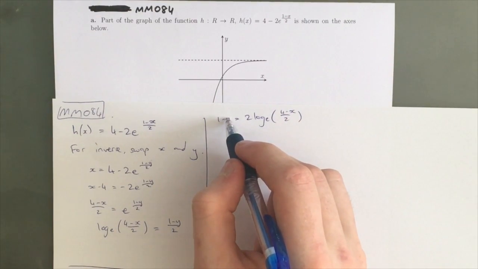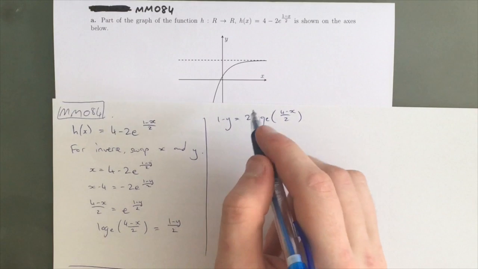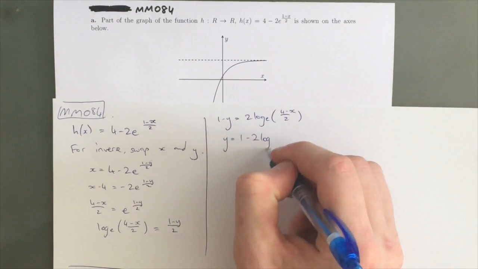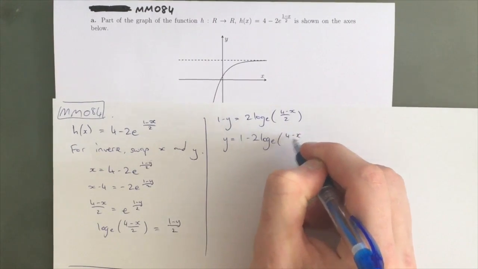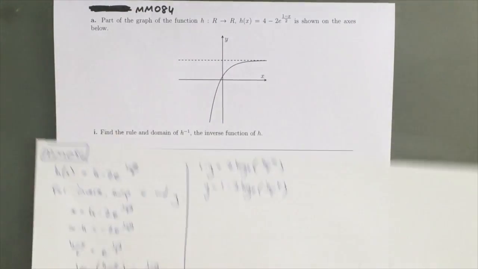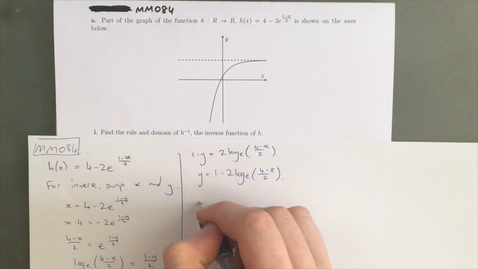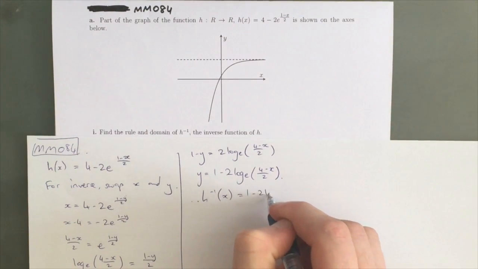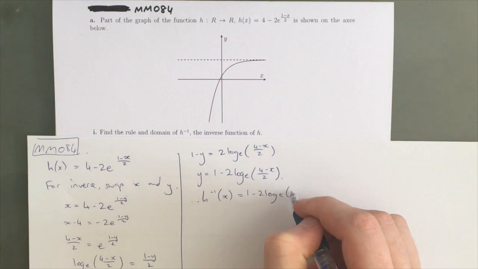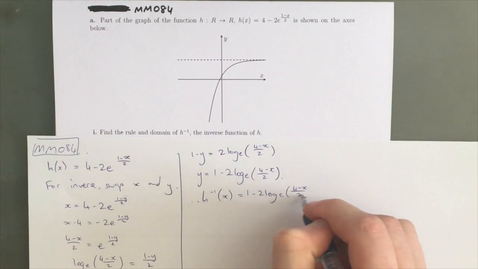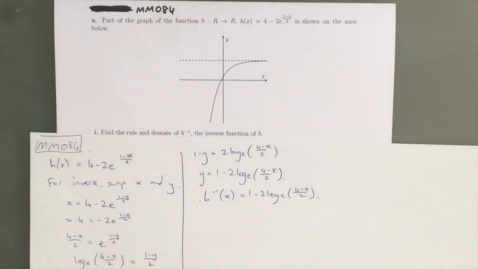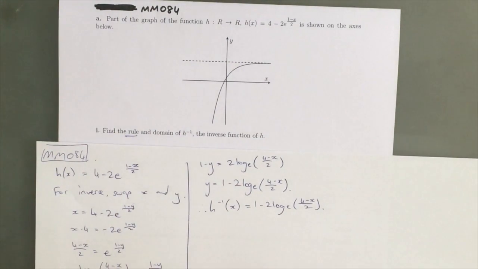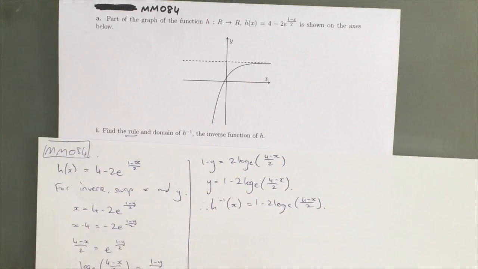and then adding y to this side and taking the log from that side, we get y equals 1 minus 2 log e of 4 take x over 2, which means that the inverse of h is equal to 1 take 2 log e of 4 take x over 2. And so this is our rule. That's awesome. But we also need to find the domain.